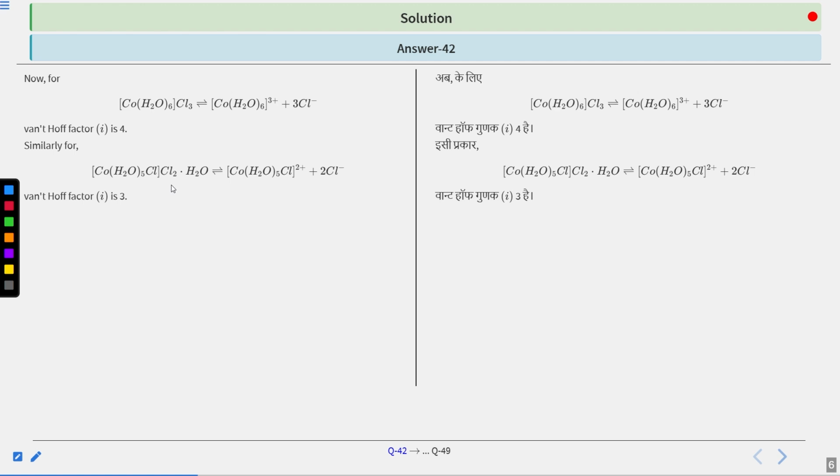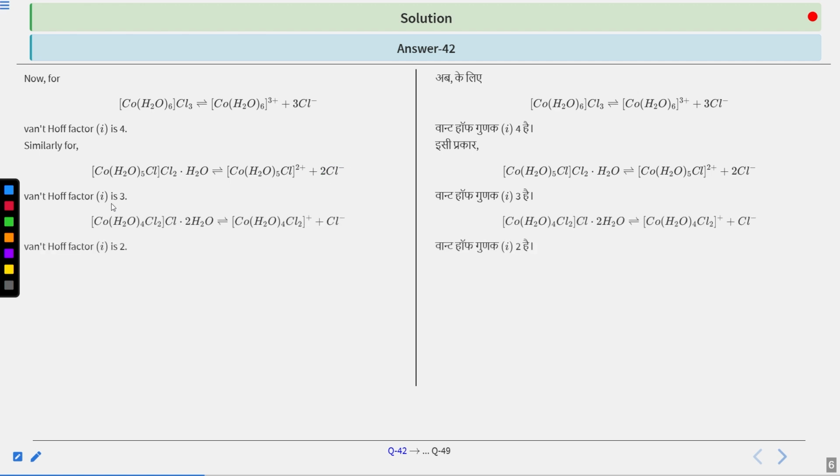Now if you calculate for the next one, here we have this Cl2. That means 2 chloride ions will be ionizable and one whole complex, that is a total of 3. So i is equal to 3 in this case. Similarly, if we have only one Cl outside, that means one will be the complex and one will be the Cl minus, so the Van't Hoff factor will be 2.